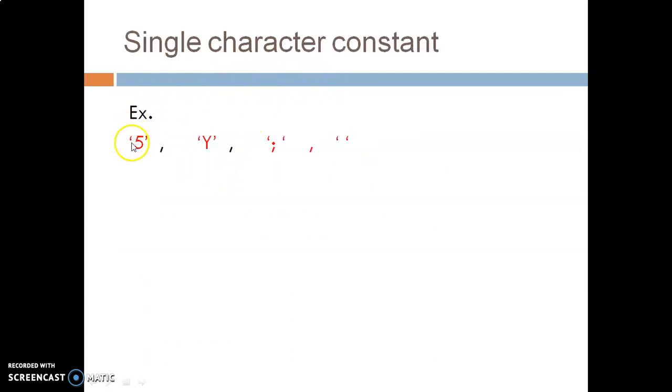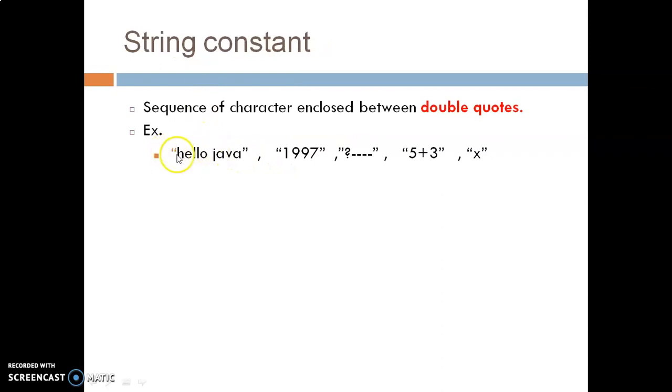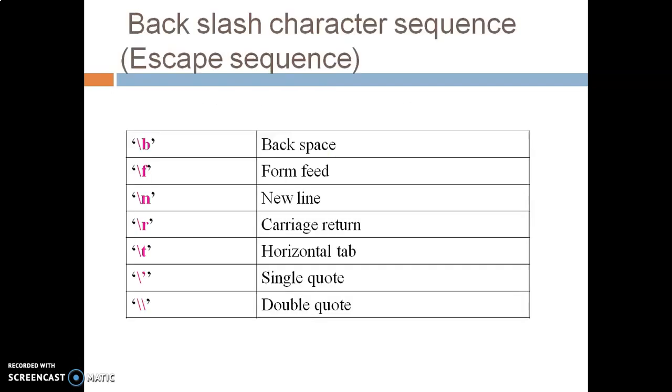Single character constant: you can represent a character constant with a single character in single quotes. It can be a special character, or it can be a numeric, or it can be an alphabet. String constant, you can see here, "hello Java" in double quotes. This number is also in double quotes. Anything in double quotes is a string constant. You will have to remember double quotes.